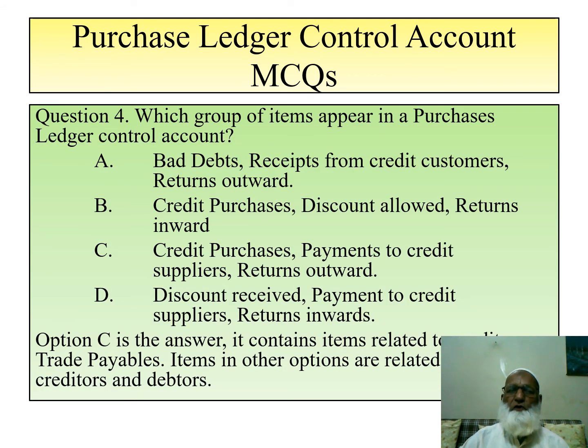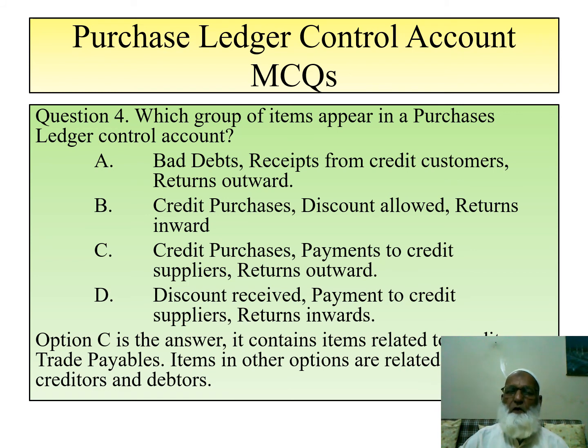Now question 4, which group of items appear in a purchases ledger control account? There are several items given in each option, and we have to see whether the whole group is related to purchase ledger control. Option A gives bad debts. Bad debts is mainly related to customers and to the sales. Means this is not the right option.